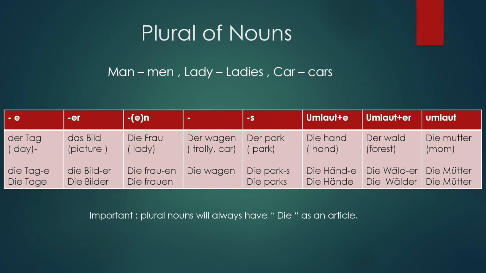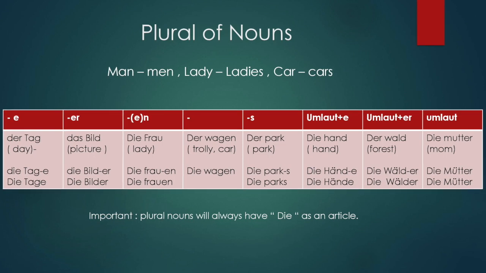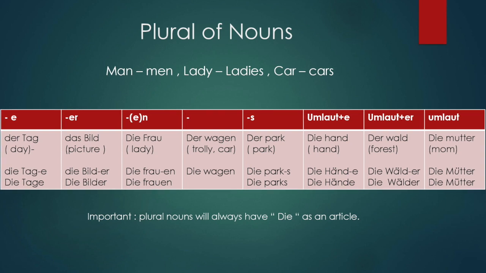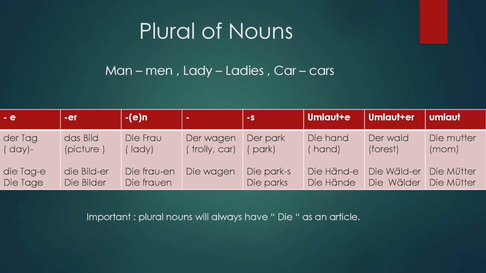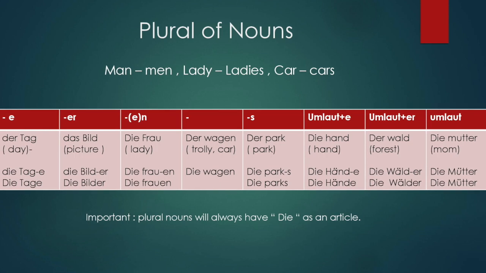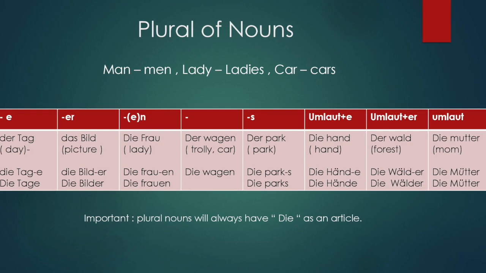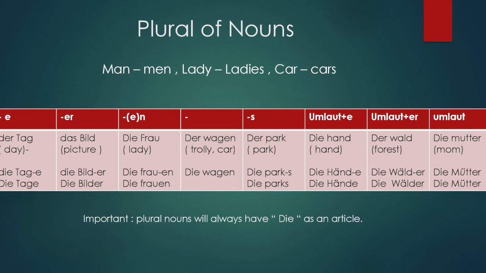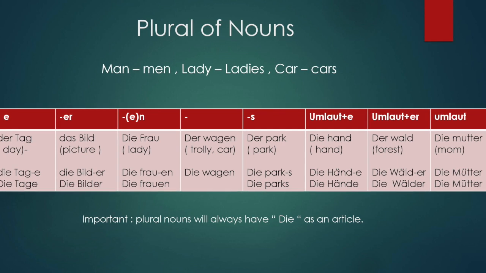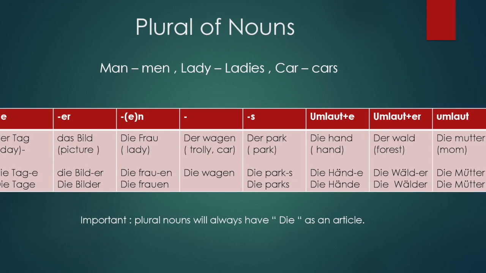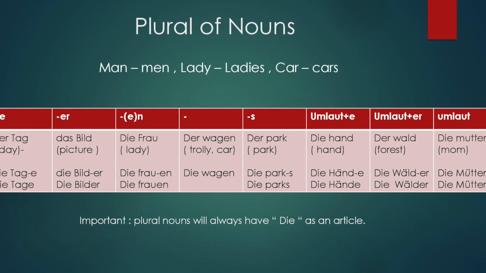Now we have to do the plural of these nouns, and one important thing to note here is that plural nouns will always have die as an article, and we have 8 different types of ending for these nouns. The first is ending with e. Examples are given: der Tag, die Tage. Second one is er, das Bild, die Bilder. So you can see that the er is added to das Bild and e is added to der Tag.